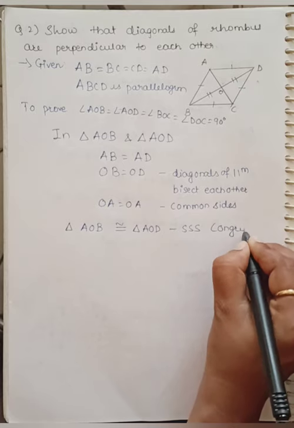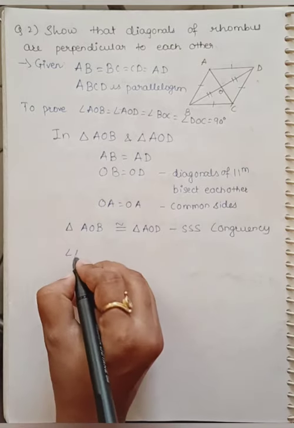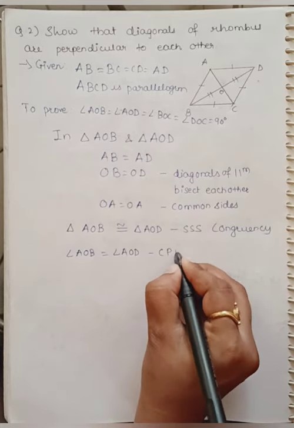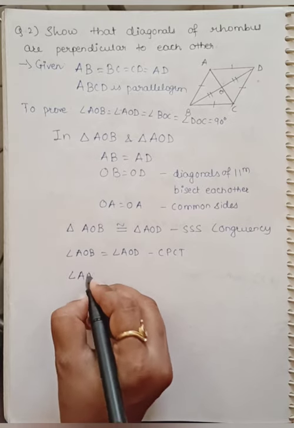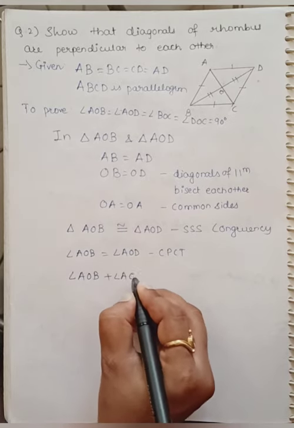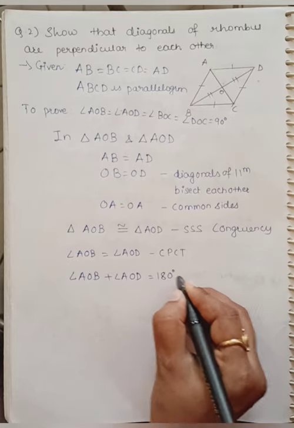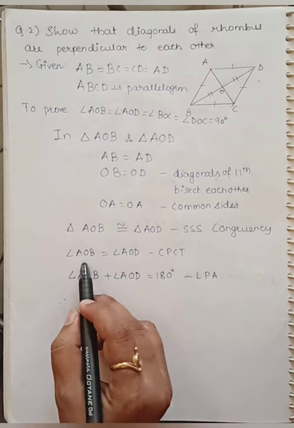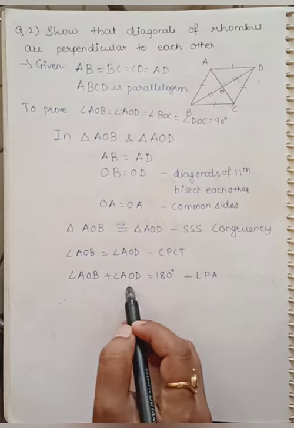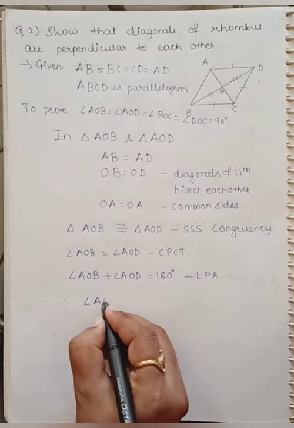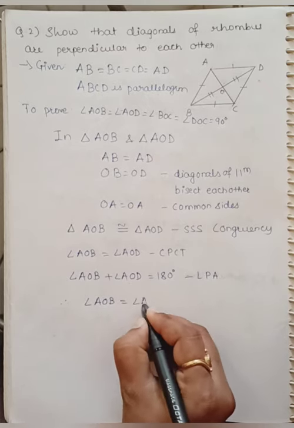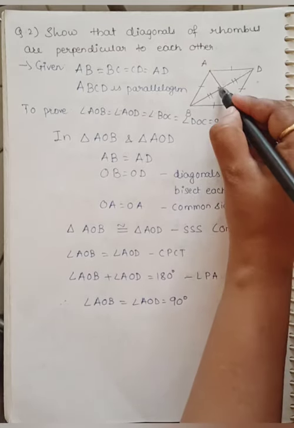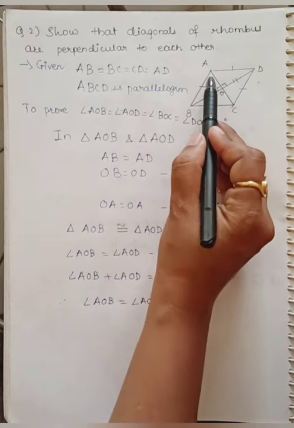And if the two triangles are congruent, then angle AOB is equal to angle AOD by CPCT. But as you know, angle AOB plus angle AOD is equal to 180 degrees. Why? Because both are linear pair angles, and therefore if both are equal and their sum is 180, I can say angle AOB is equal to angle AOD and is equal to 90 degrees.